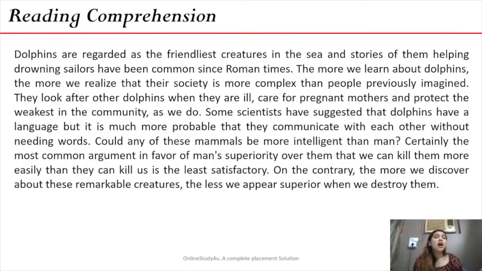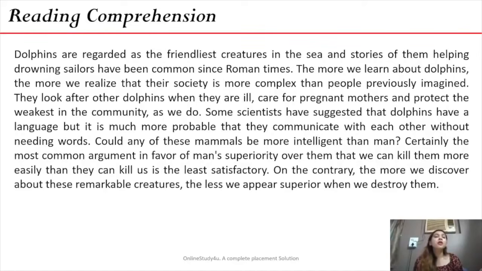So, dolphins are regarded as the friendliest creatures in the sea, and the stories of them helping drowning sailors have been common since Roman times. So, we're talking about dolphins as a mammal out here, that they've been one of the friendliest creatures that we know. And there are a lot of stories that they've helped drowning sailors. And this is not since now, this is since the Roman times.